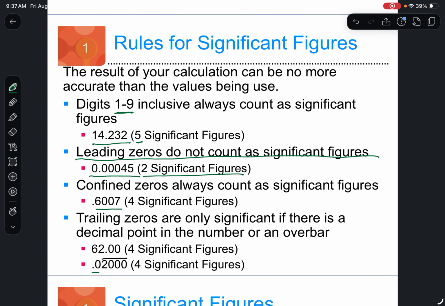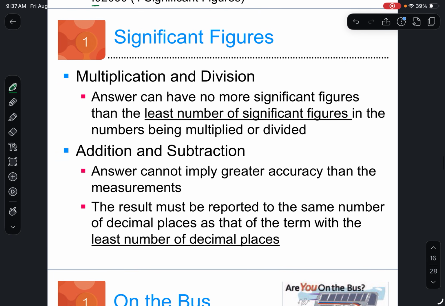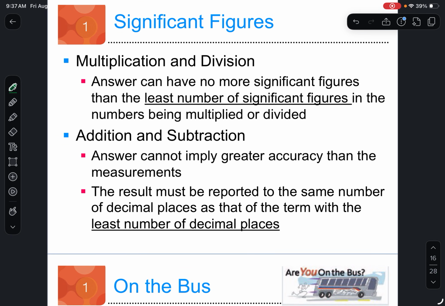Now, when you do multiplication or division, you cannot have more significant figures than the least number of significant figures in the number being multiplied or divided. So if I'm multiplying a number that has 2 significant figures by one that has 3 significant figures, my answer must only have 2 significant figures.